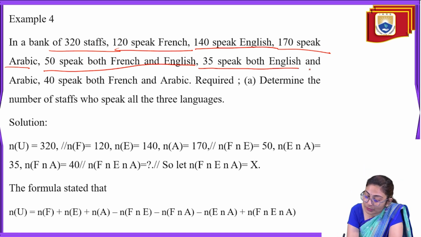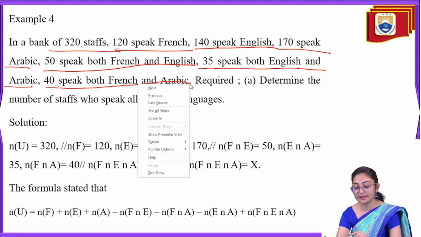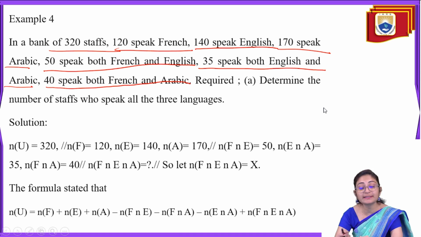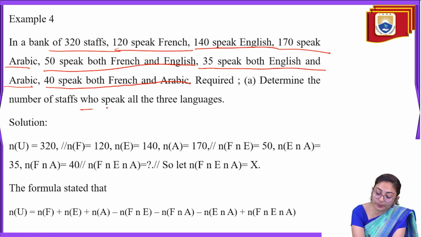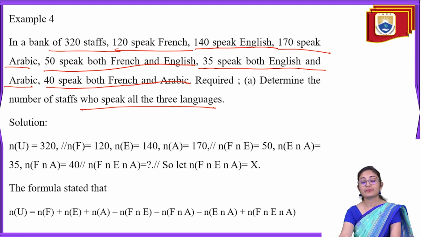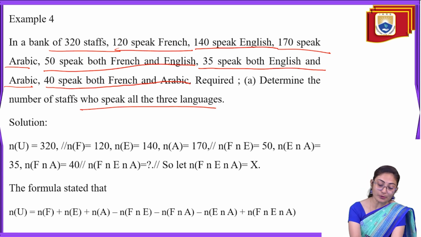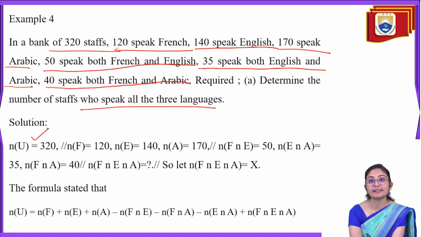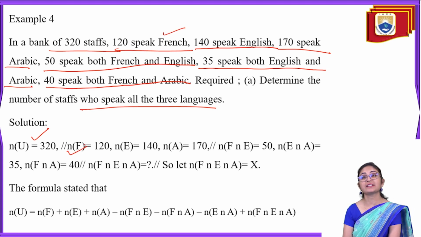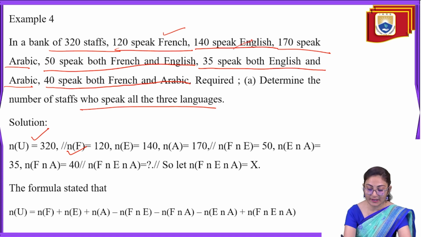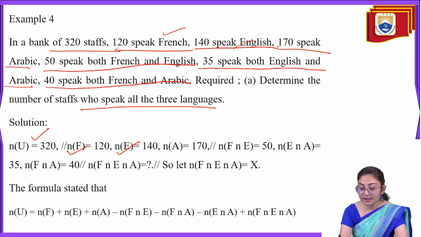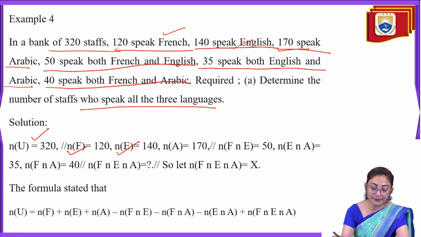Then 35 speak both English and Arabic, and 40 speak both French and Arabic. Now required, determine the number of staff who speak all three languages. Total number of people, staff: 320. Who are speaking French, that means N of F, that is 120. Who are speaking English, that is N of E, 140. 170 speaking Arabic, so N of A is equal to 170.